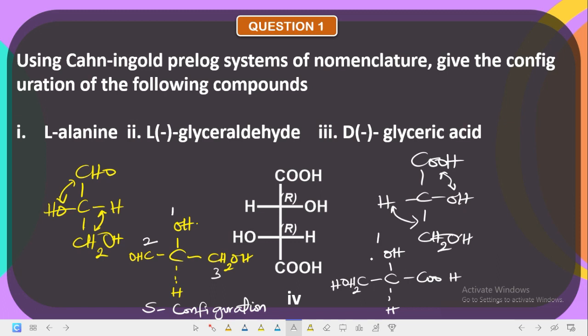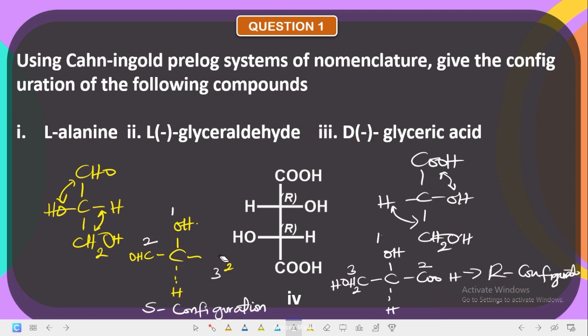This will be what? Number one. Which of them do you think will be number two? This will be number two. This will be number three. Of course, we say hydrogen is not significant. So 1, 2, 3. And this will become what? Clockwise or anti-clockwise? Clockwise. So this becomes R configuration. So this is how to go about them when a Fischer projection is given.